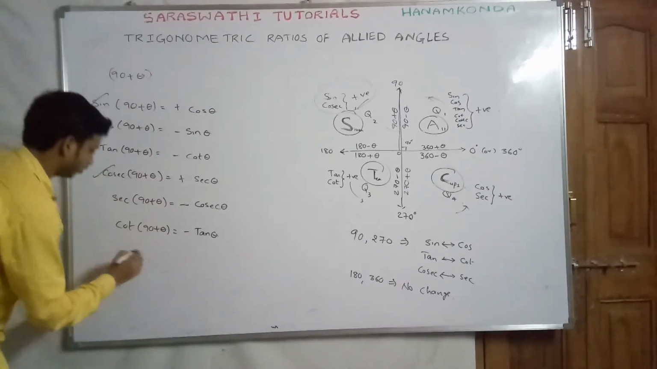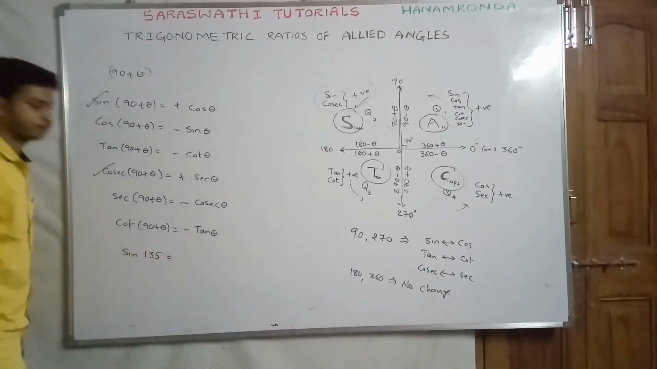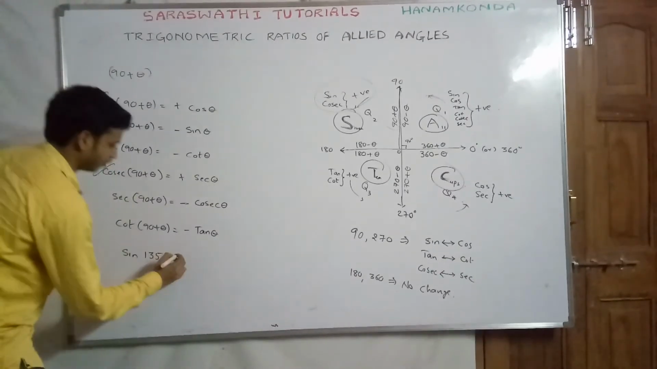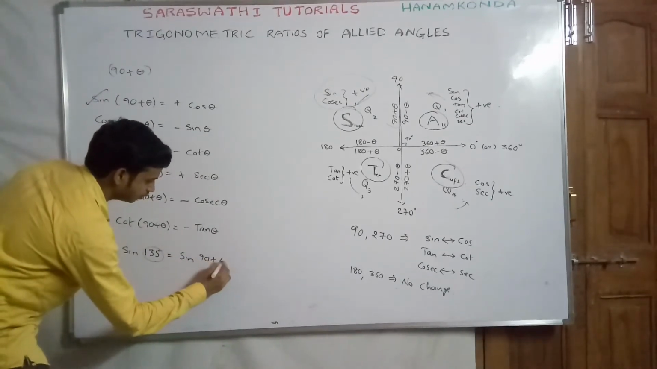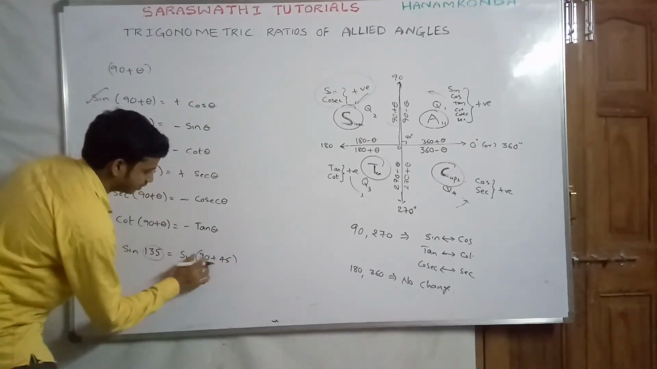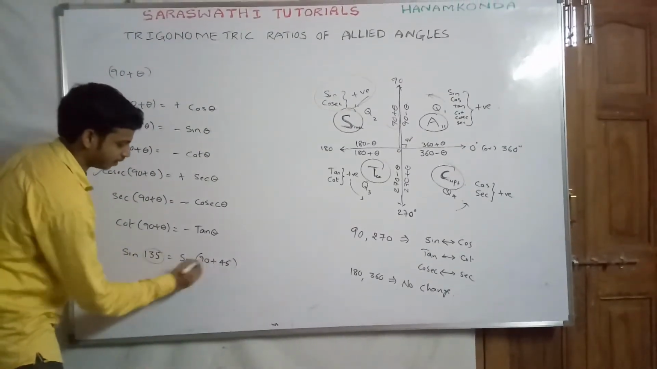Suppose we want to find the trigonometric ratio of sin 135. We can write 135 as 90 plus 45. Since 90 plus 45 equals 135, we can write sin 135 as sin of 90 plus 45.